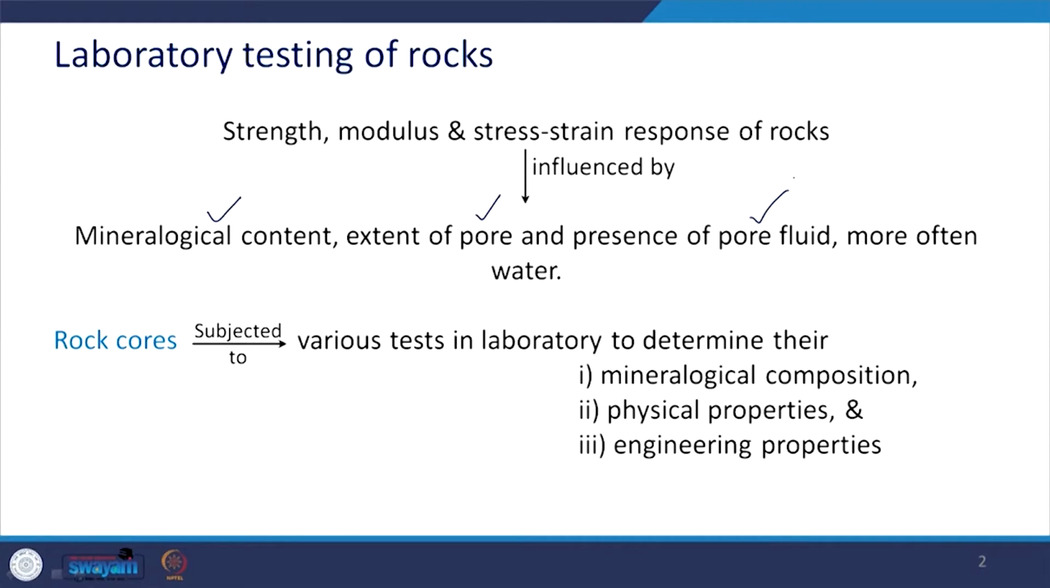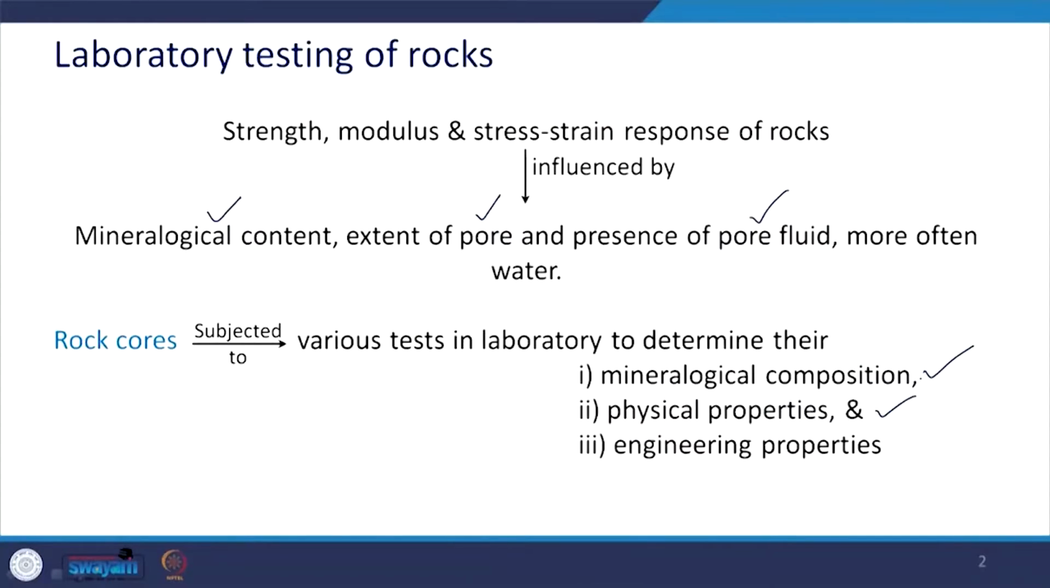These rock cores that we extract from the field and bring to the lab are subjected to various tests in the lab to determine three things. One is their mineralogical composition, second is their physical properties, and the third one is engineering properties. Now, what exactly is the difference between these three things?